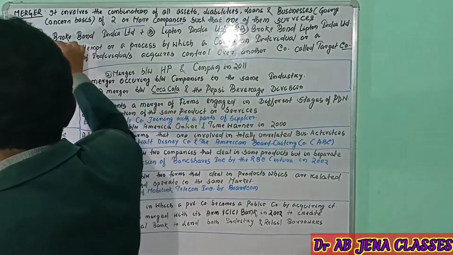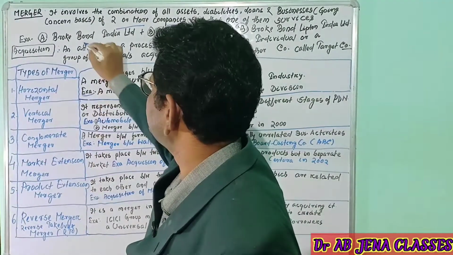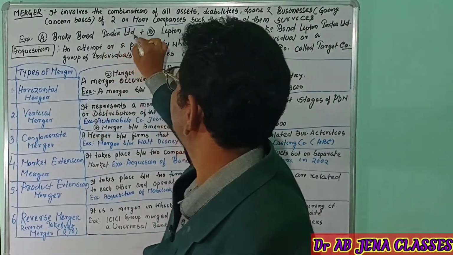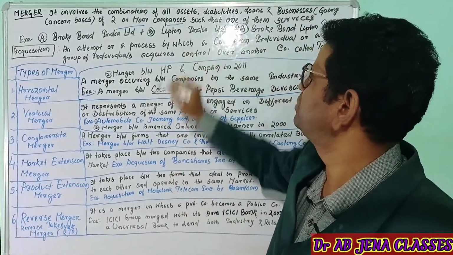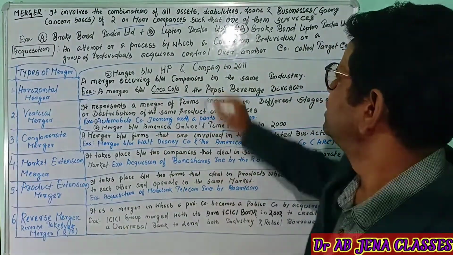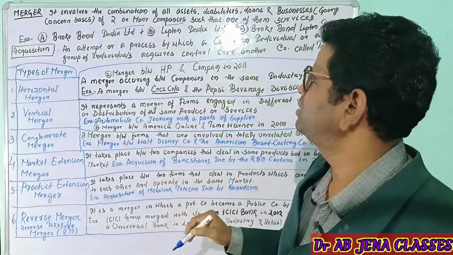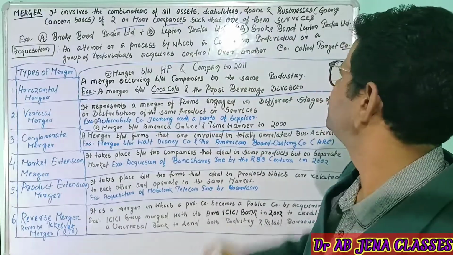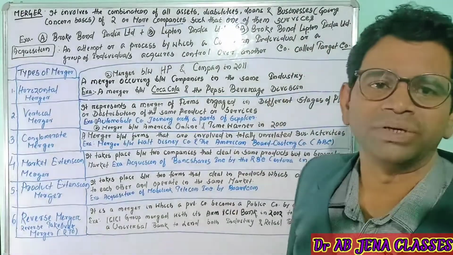By citing examples, you will be clear about the meaning of merger. Example: we are acquainted with the popular companies Brooke Bond India Limited and Lipton India Limited. Company A is Brooke Bond India Limited and company B is Lipton India Limited. After merging them, there will be the AB company, which will be Brooke Bond Lipton India Limited.